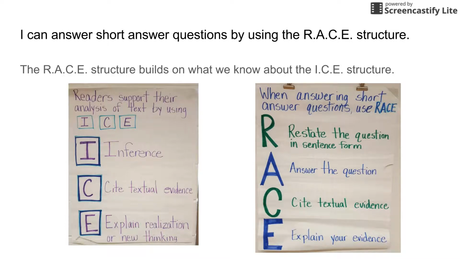Restate the question in sentence form is what R stands for. A stands for answer the question. Typically, the R and the A are in the same exact sentence. Followed by C, cite textual evidence. In 7th grade, we need to have 2 pieces of specific textual evidence. And then E, explain your evidence.